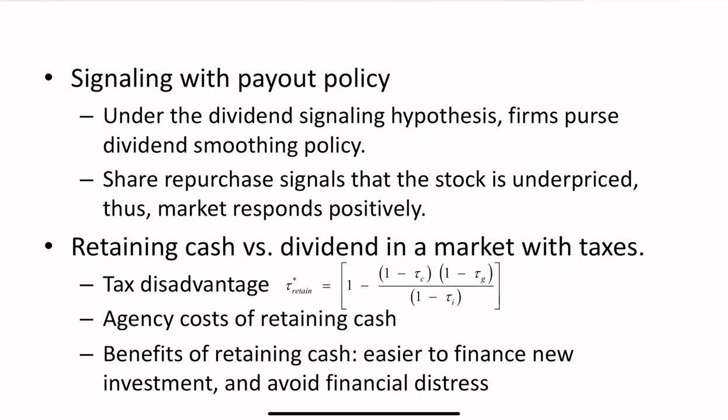And then the second one is about the signaling from share repurchase. The result here is share repurchase signals that the stock is underpriced. So basically, if shareholders see that the firm is buying back its shares, they will conjecture, well, why is this firm buying back its shares? Well, it's because their shares are underpriced. So upon seeing this, the market will generally give a positive response to share repurchase.